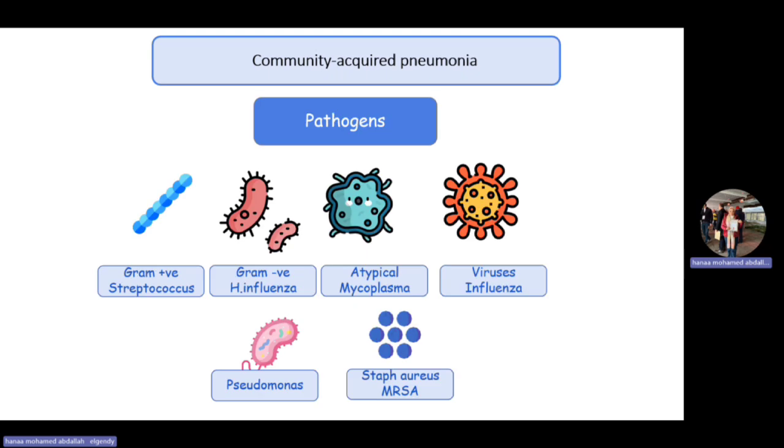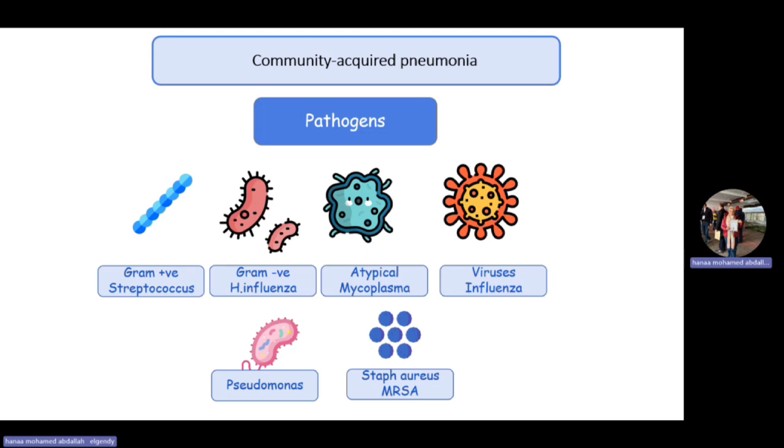The most common organism in community-acquired pneumonia is Streptococcus, a gram-positive organism, and for this reason, as we discussed before, we don't use ciprofloxacin and we should use fluoroquinolones like levofloxacin or moxifloxacin because they cover Streptococcus pneumoniae. Also, gram-negative Haemophilus influenzae.